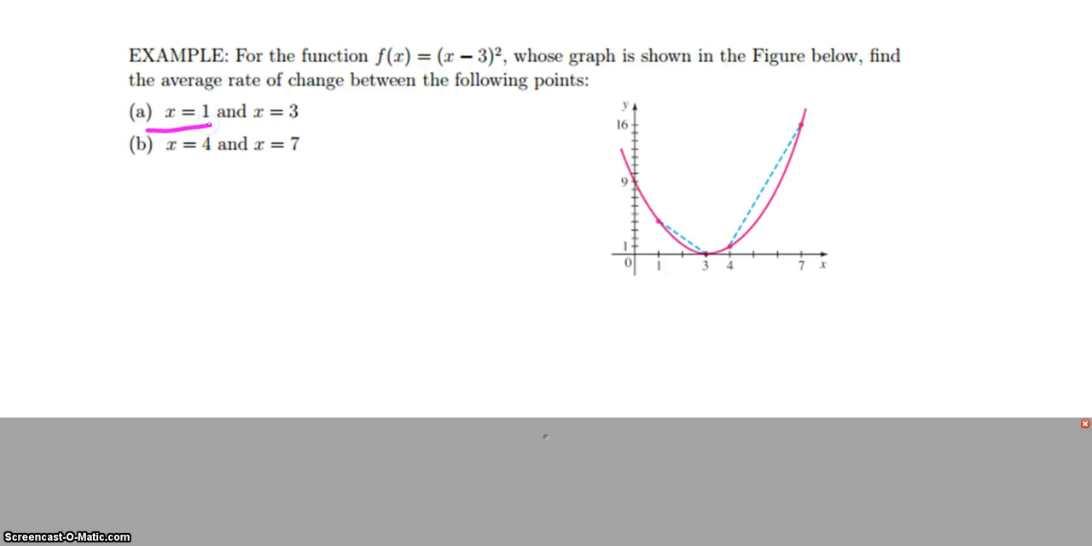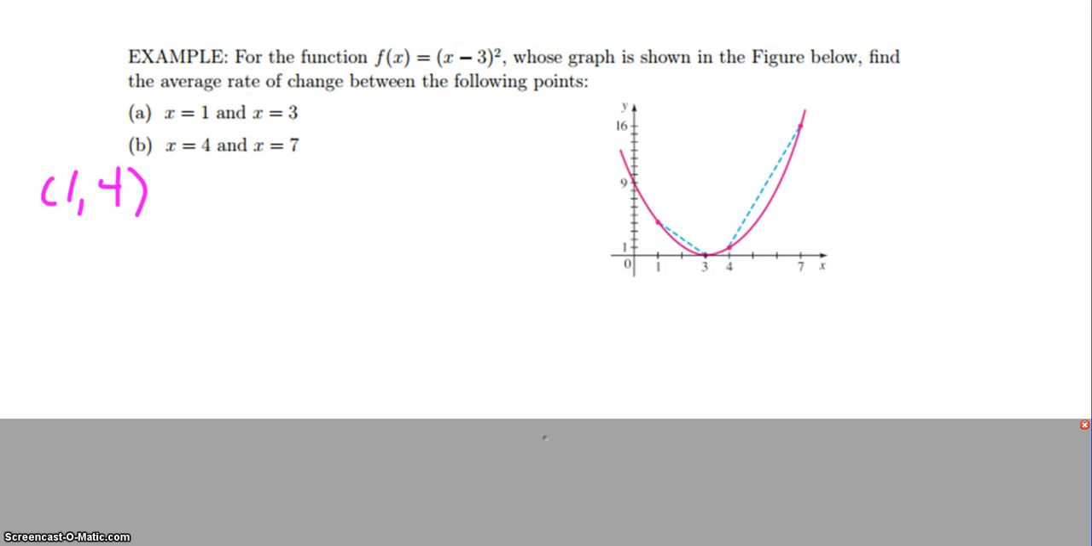It says when x is 1. Well, let's figure out what the y value would be when x is 1. So instead of having x, we would plug in 1. So 1 minus 3 squared. So what I get when I do 1 minus 3 squared is 4. So the first point is going to be at 1 comma 4. And at this point, we are just working on question A. We will come back and do question B in a minute.